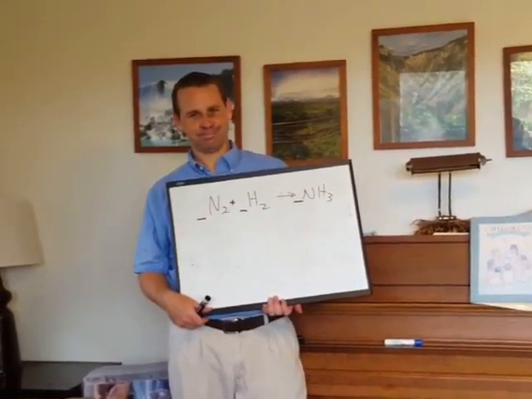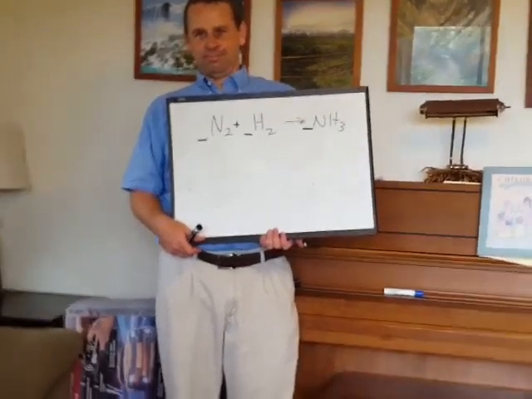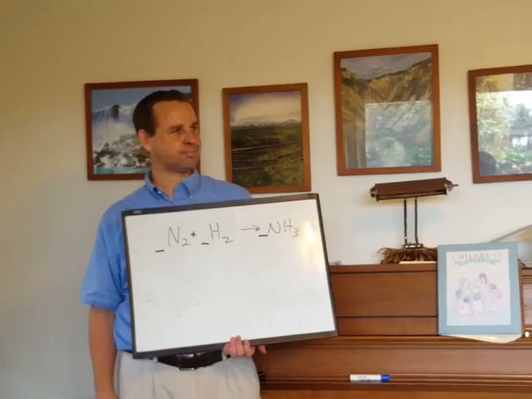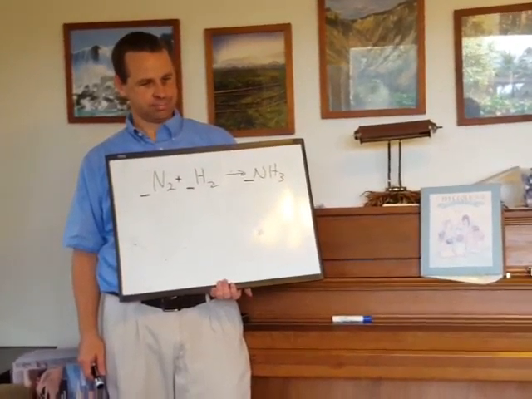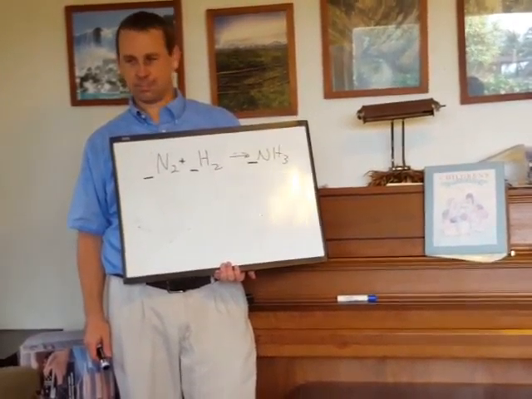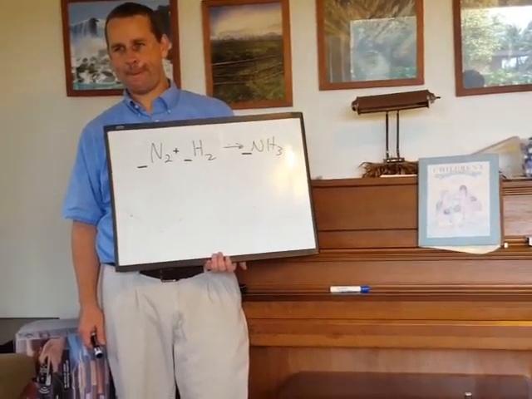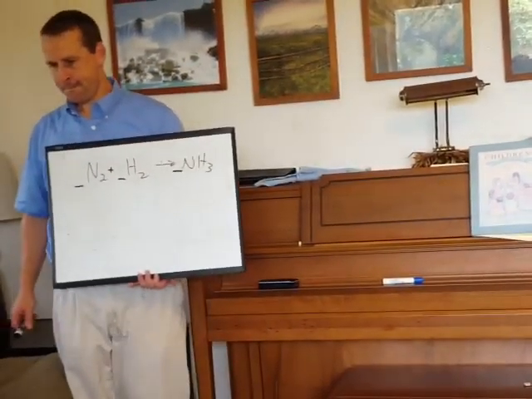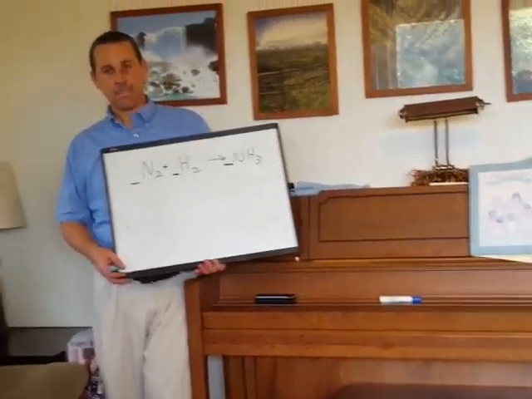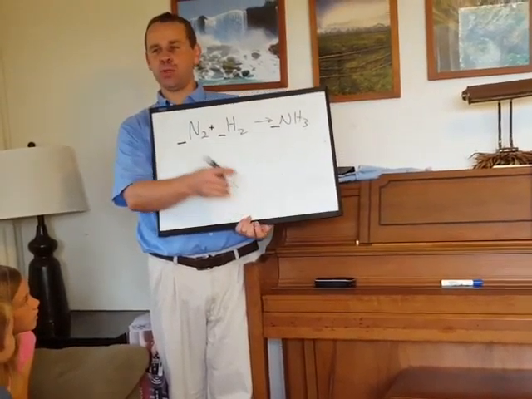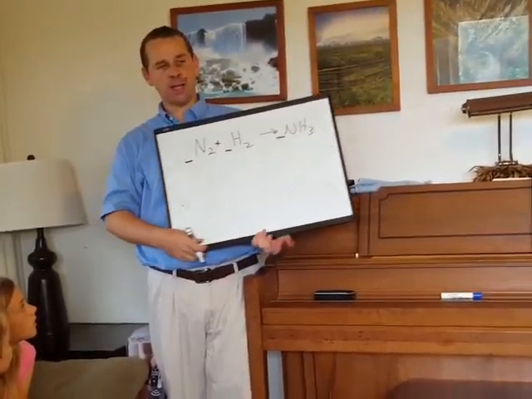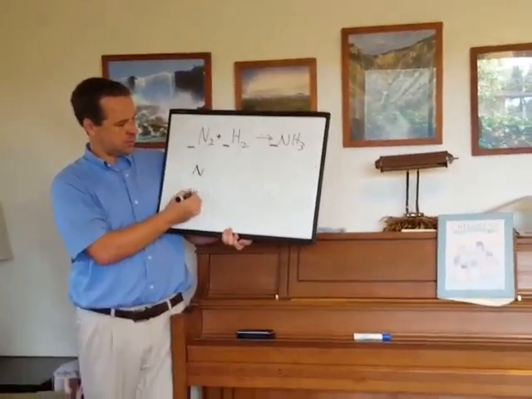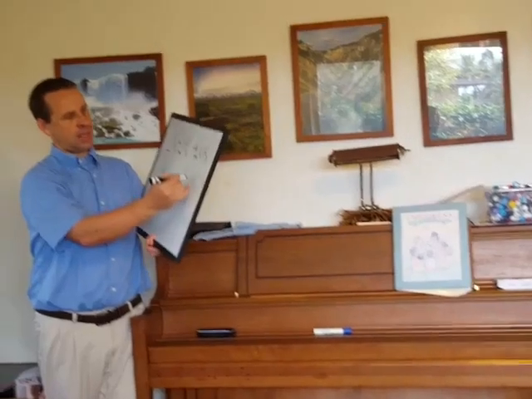You know how to do it? Can you figure it out? No? How many N's are on the left? How many N's are on the right? So what do you need on the right? 2. And then how many H's are on the right if there's a 2 there? Think about the H. A way to help you think of it better is to identify the different kinds of atoms that are on the right side and the left side.